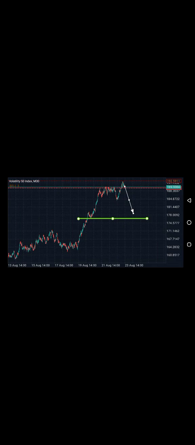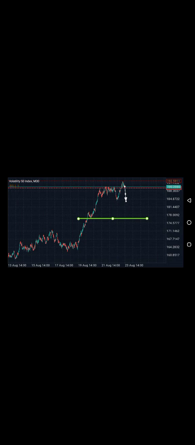I want to be showing you a little live trade that I took on VIX 50. This trade is what I want to use to describe what your entry should look like as a newbie, because if you enter a market you should always know where to place your stop loss and your take profits.